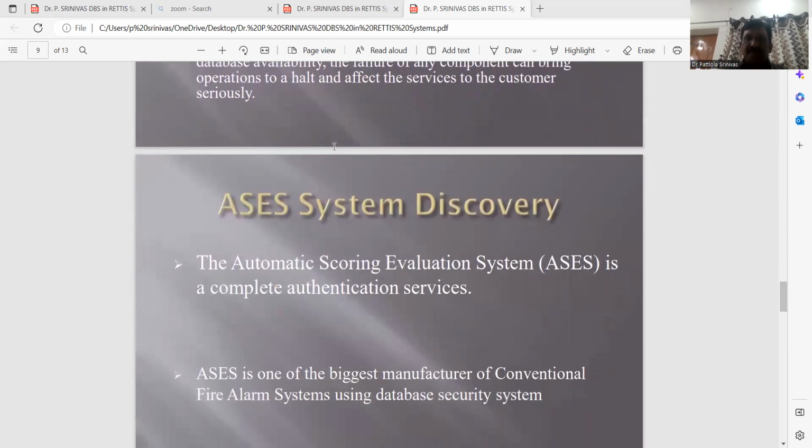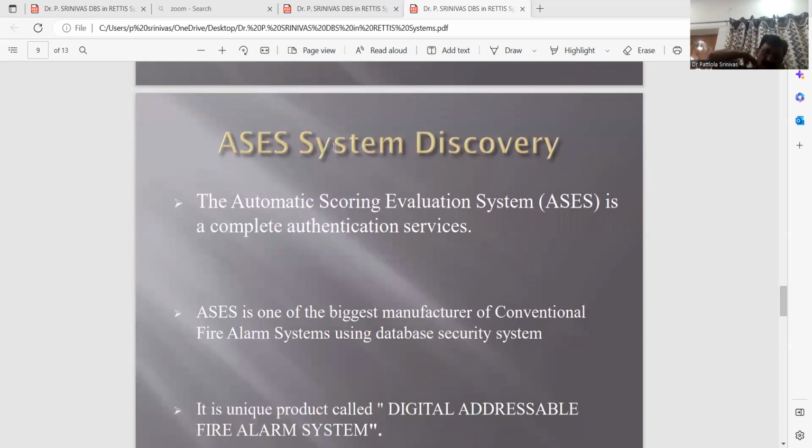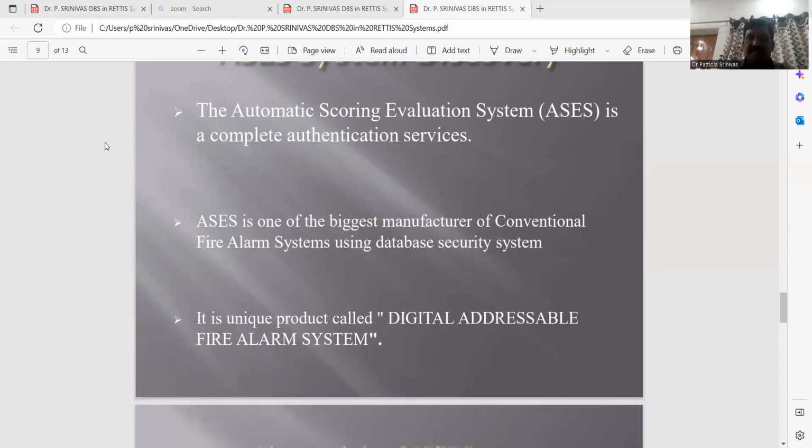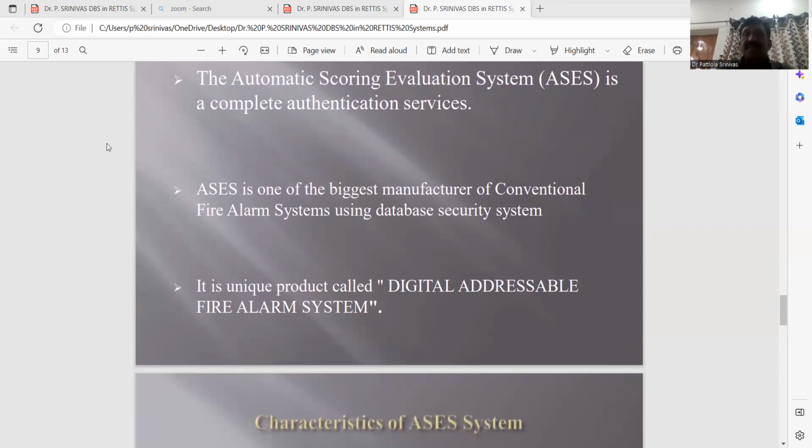So in this place, right now, in your database security side, one more technology is called the alarm system. Presently, one alarm system that is working is called the ACS system, a discovery. The ACS system discovery is nothing but an automatic scrolling evaluation system. It is a complete authentication service. ACS is one of the biggest manufacturers of the conventional fire alarm system using a database security system.